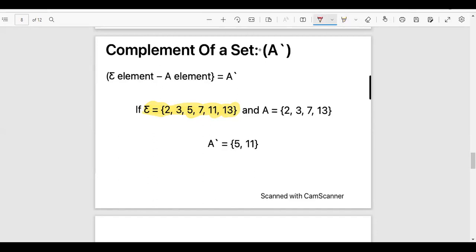For example, let's think about this as the first example. This is the universal set. It has 2, 3, 5, 7, 11, and 13. And then you have a subset of the universal set. When I say subset of the universal set, it would be another set having some elements of the universal set. Okay, A has 2, 2 is there as well. It has 3, 3 is there as well. It has 7, 7 is there as well. And then 13, 13 is there as well. Okay, so this is how we define the universal set and then a subset of the universal set.